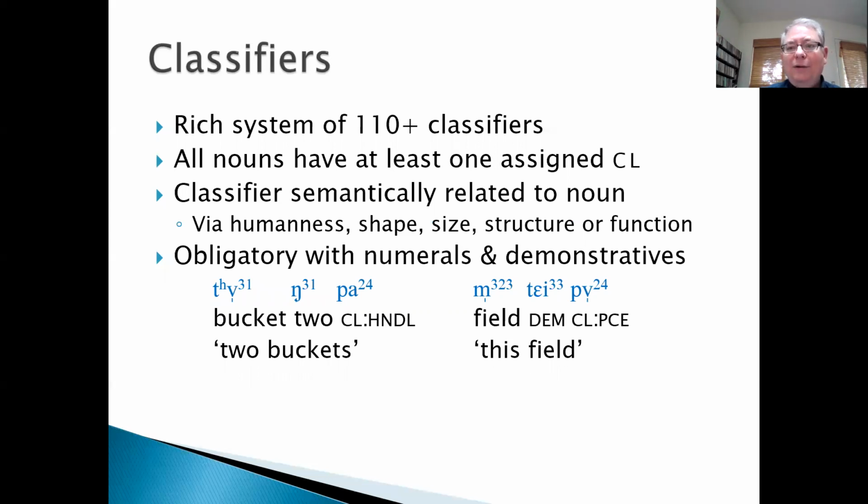In Khatso, all nouns must be used with the noun classifier. And every noun has at least one assigned classifier to it. And the classifier is usually related semantically to something about the noun. It could be its humanness, its shape, size, structure, or function. Now, if you are using a numeral or a demonstrative with a noun, then a classifier is obligatory. So here we have two examples, tuvumba, two buckets. Ba is the classifier for things that are held in the hand. And mdebu, this field, bu is the classifier that's used specifically for pieces or parcels of land.